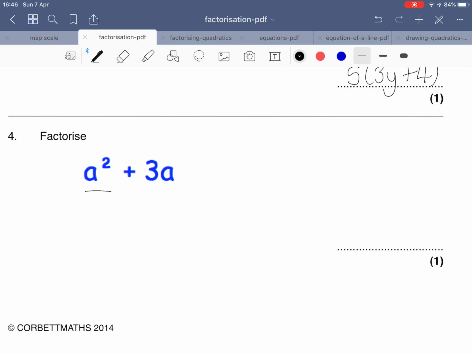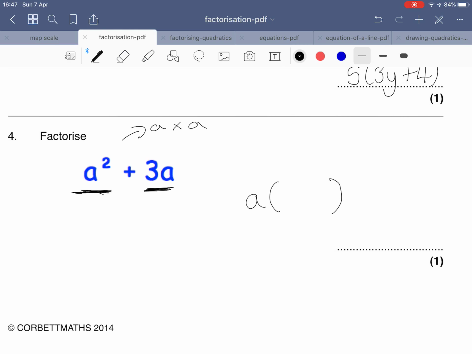Right, this one we've got a squared, which means a times a. So a squared is a times a, and then I've got 3a. So I need to know what goes into a squared and 3a. Now there's a letter in both of them, so that needs to come on the outside. And there's no number that goes into 1 and 3 apart from 1, which is invisible.